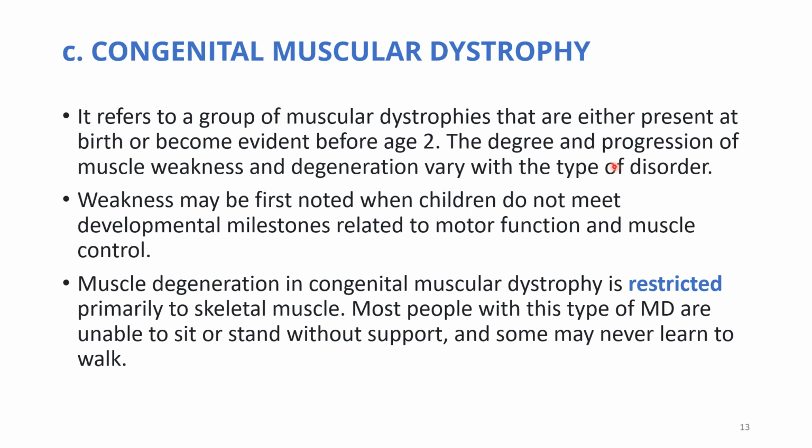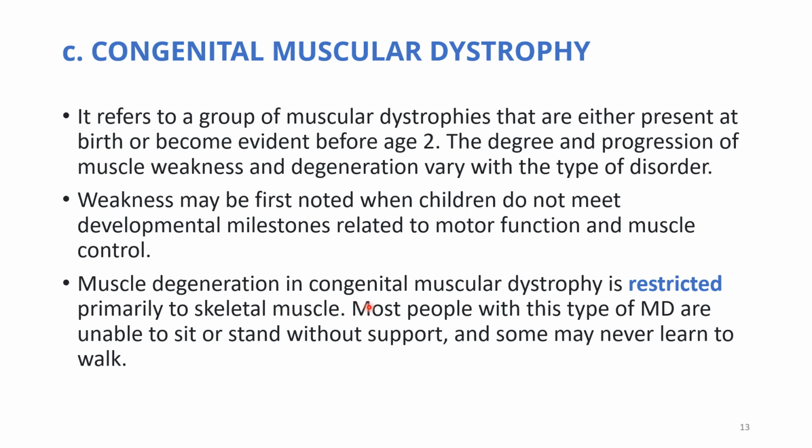Now coming to the third one, congenital muscular dystrophy. It refers to a group of muscular dystrophies that are either present at birth or become evident before the age of 2 years. So congenital. The degree and progression of muscle weakness and degeneration vary with the type of disorder. The weakness will be first noticed when children do not meet the developmental milestones related to motor function and muscle control. So the children won't attain motor function milestones.